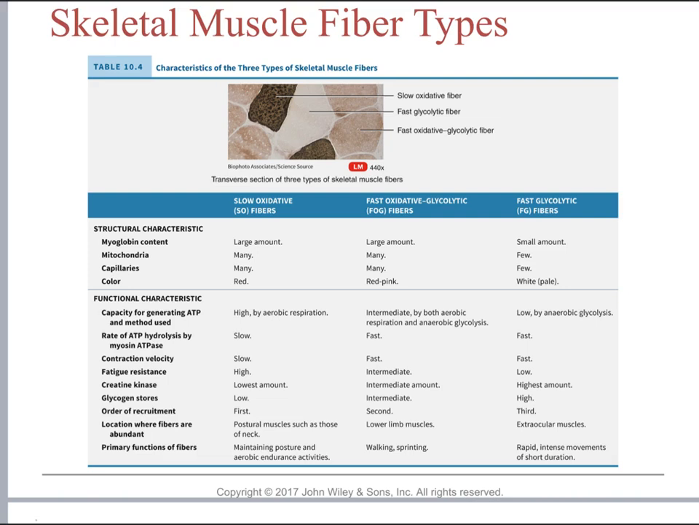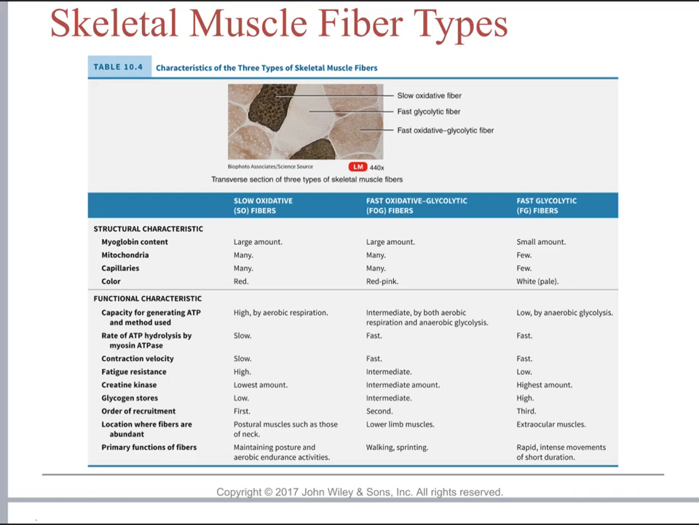Let's start with our SO fibers, or slow oxidative. Remember, these are our red fibers. Because they're red, they're going to have a lot of myoglobin, which means we're getting a lot of blood here, many mitochondria, many capillaries because of the high blood, and the color will be red.